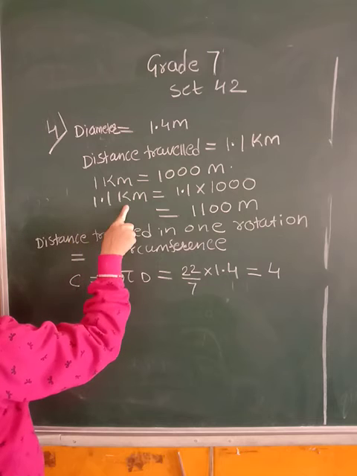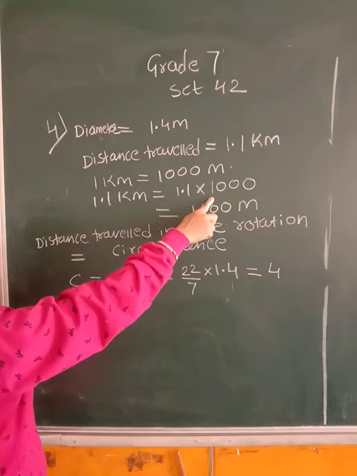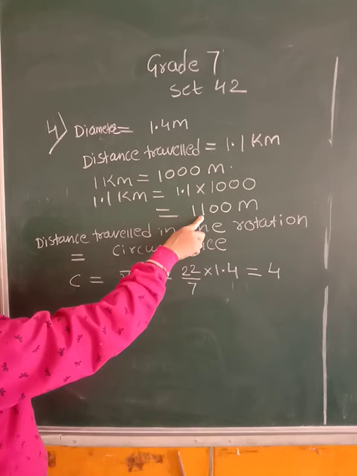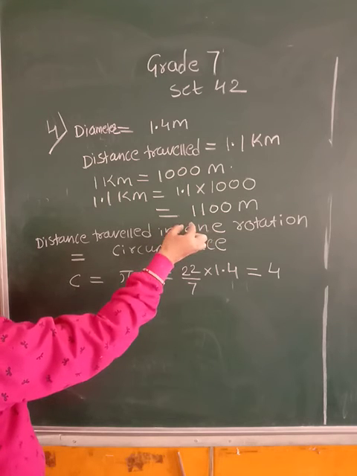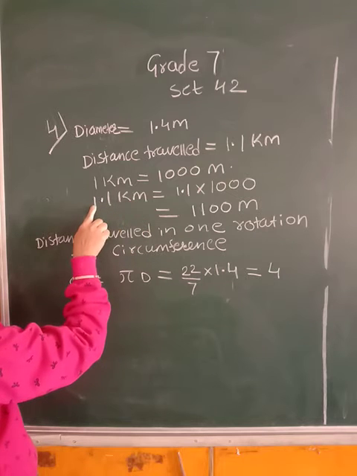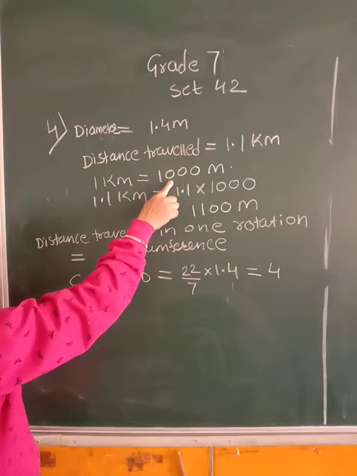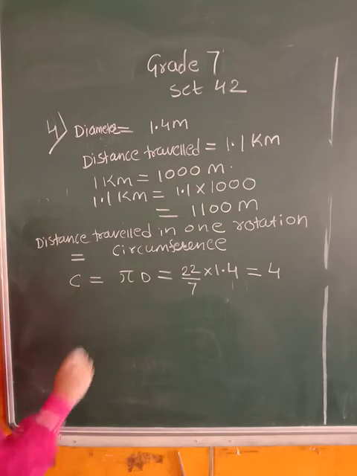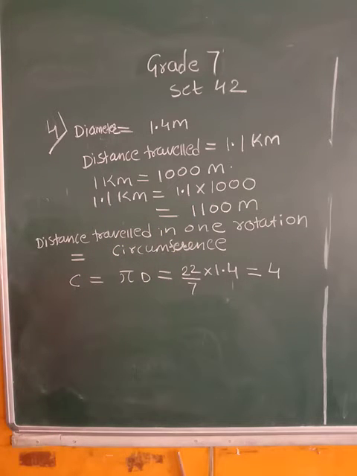So 1.1 kilometer will be 1.1 into 1000. That is 1100 meters. Are you understanding me? Meter is the small unit, kilometer is the big unit. So 1 kilometer is equal to 1000, and 0.1 means another 100, so it becomes 1100 meters. This is the first conversion.